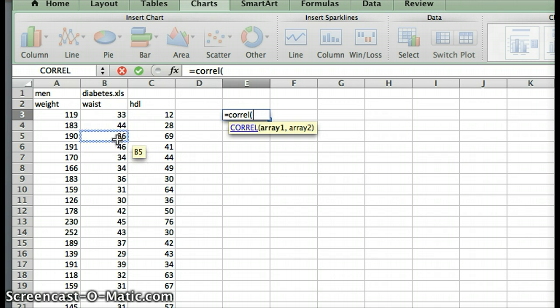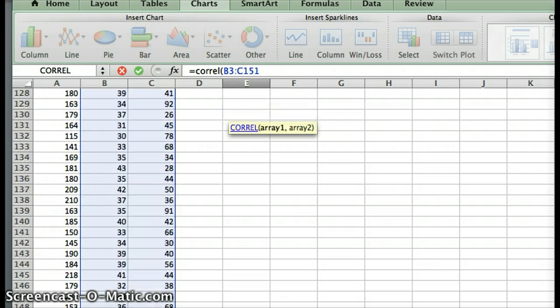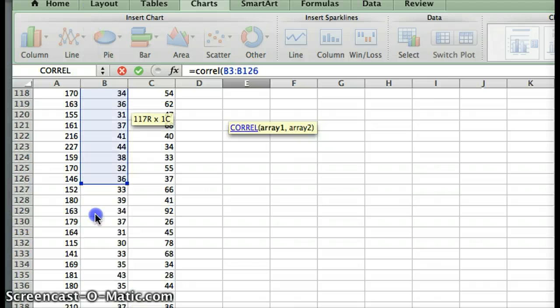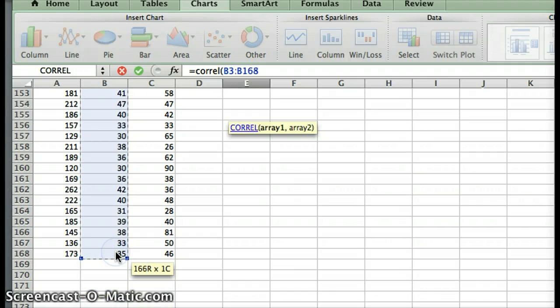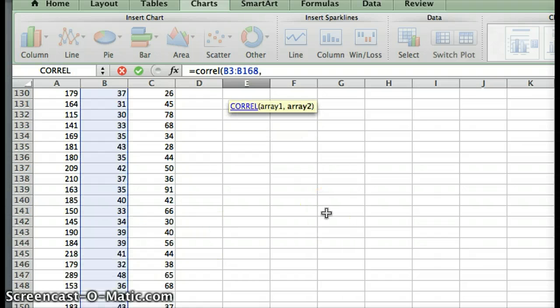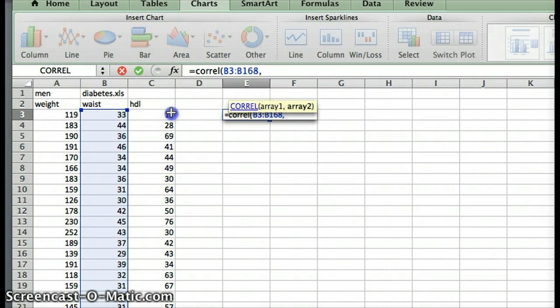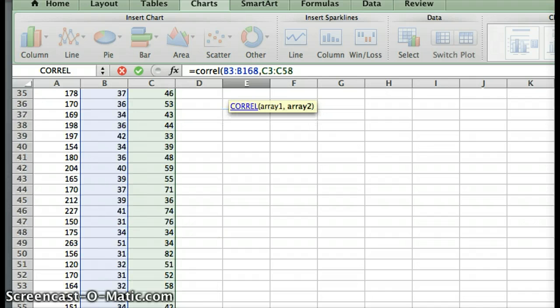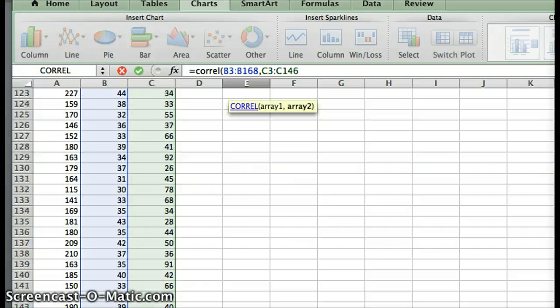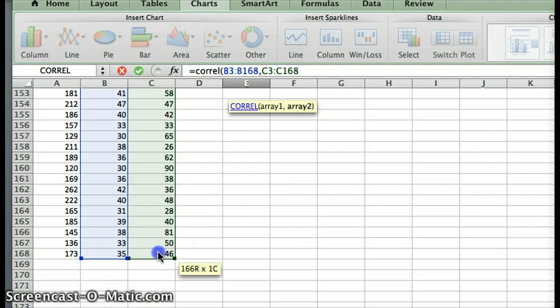And then we're going to highlight the two bits of information we're interested in. Now I wanted to look at first at waist size and HDL. So I'll highlight the column for waist size until that's finished. Put a comma at the end of that. And then we'll do the same thing for HDL level. Highlight the relevant numbers in the HDL column. And at the end of that, we'll put parentheses. And we should get our correlation.